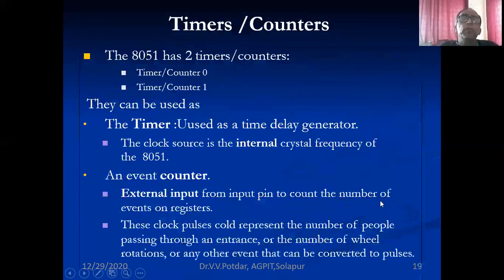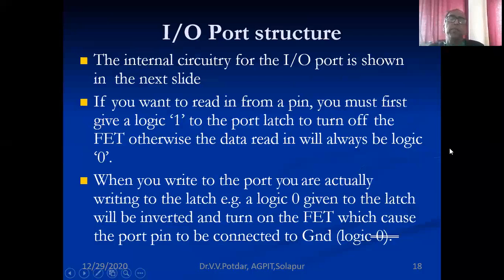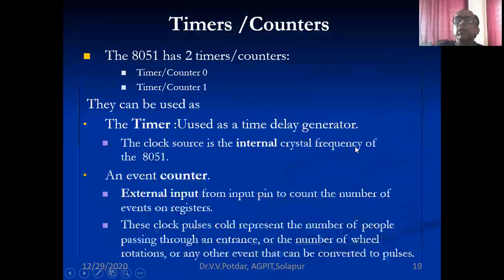And then you have the input output port structure. The internal circuitry for the IO port is shown. If you want to read from a pin, now these are the port structure details, which are not much required for us. And what are the timers and counters used? 8051 has 2 timers, counters: timer counter 0, timer counter 1. They can be used as a timer, as a time delay generator. The clock source is the internal crystal frequency of 8051. The event counter uses the external input from an input pin to count the number of events on registers.